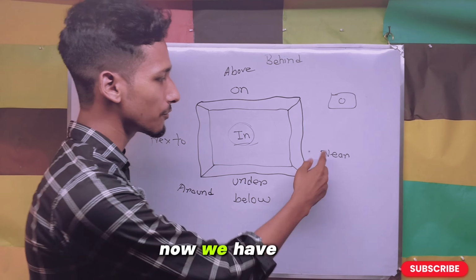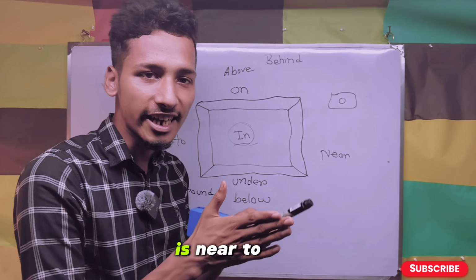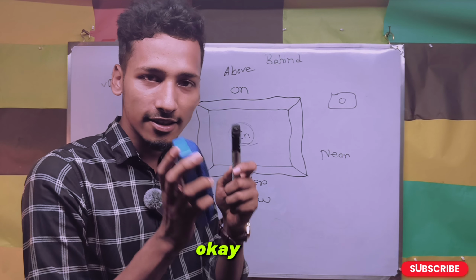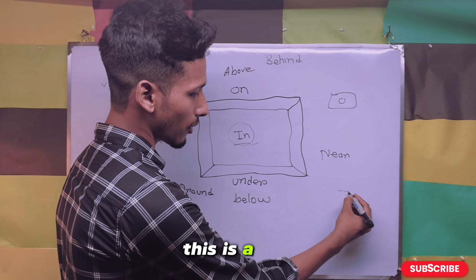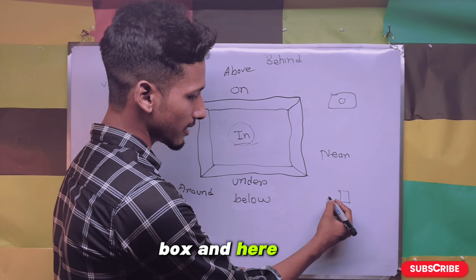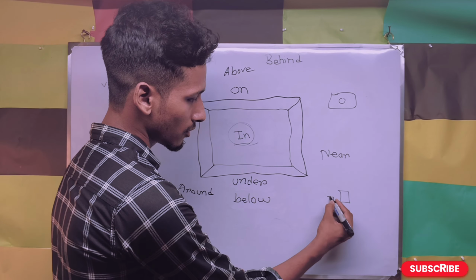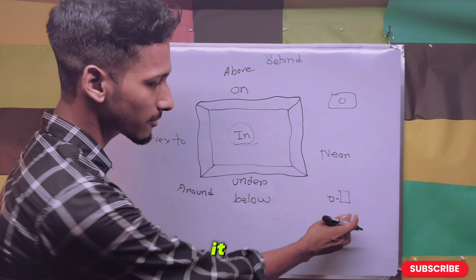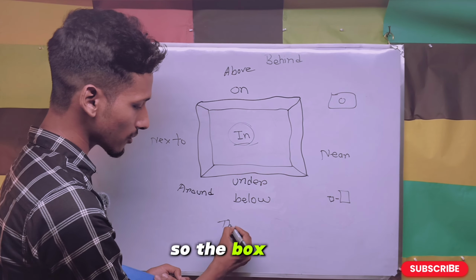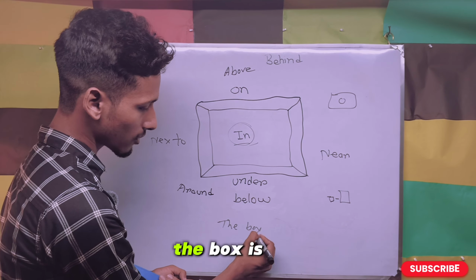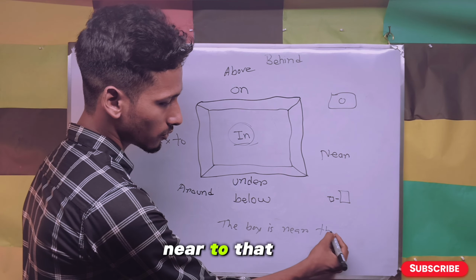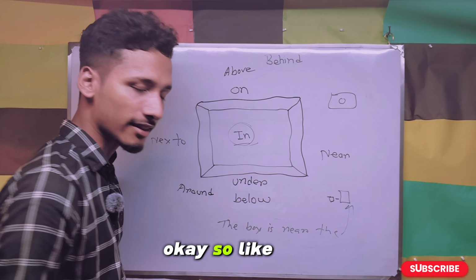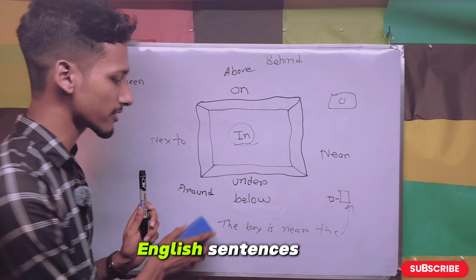Okay, now we have "near". When something is near to you, close to you, this is called near. So I can write this is a box and here is another box. So it is near to this box. The box is near to that box. Like this we can write English sentences.